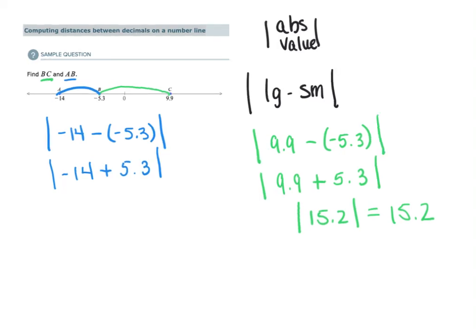And now I'm going to use my rules for adding and subtracting integers. Negative 14 plus 5.3 will give me the absolute value of negative 8.7. And absolute value tells me that all values, especially distances, are going to be a positive value. So my final answer, 8.7 as a positive value.